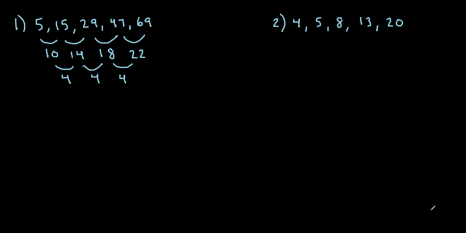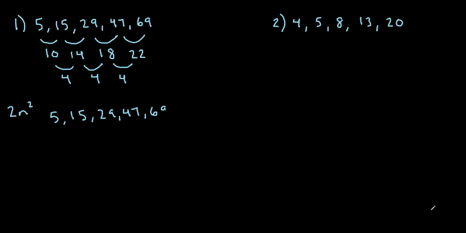So the way that we find the first term in our quadratic equation is we take this common difference right here of 4, and we divide it by 2. So 4 divided by 2 is 2. So the first term in our equation will be 2n squared. Now, the way that we find the linear term and the constant is we're just going to rewrite the original sequence. So let's go ahead and write 5, 15, 29, 47, 69.